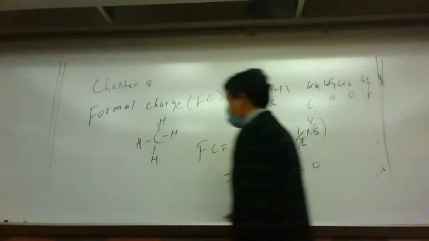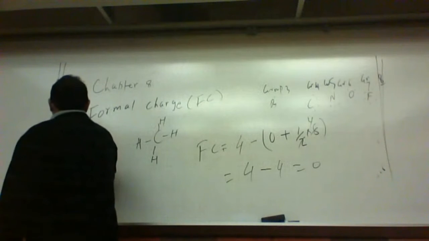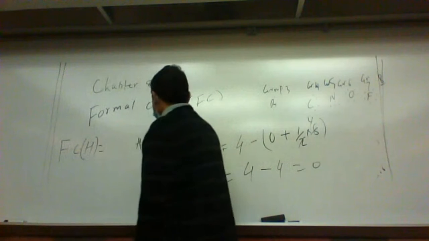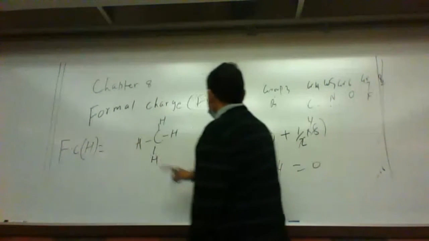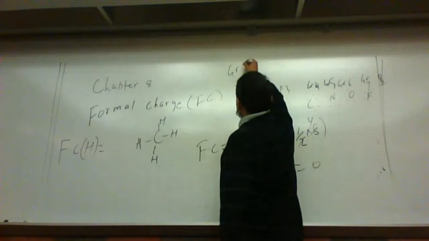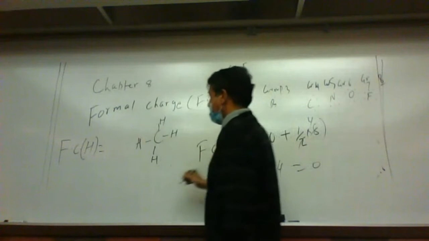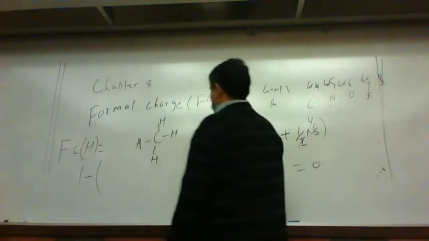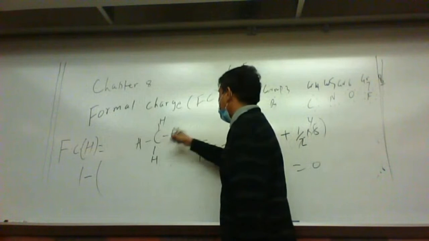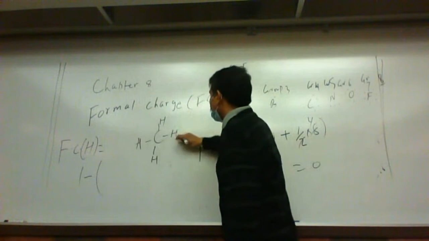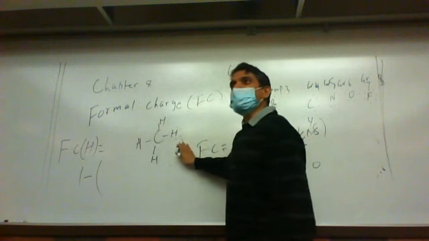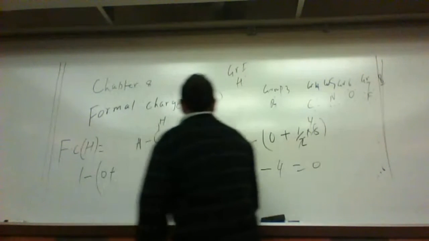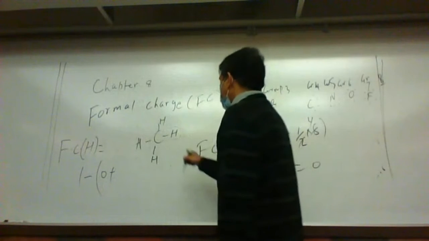Now look at the formal charge on hydrogen. Which group is hydrogen in? Hydrogen is in group 1. 1 electron. So put that 1 here and minus how many valence electrons in lone pairs? How many dots here? No dots here. So it's 0. No lone pair around hydrogen, right? So that's 0. And then plus, how many bonding electrons here?